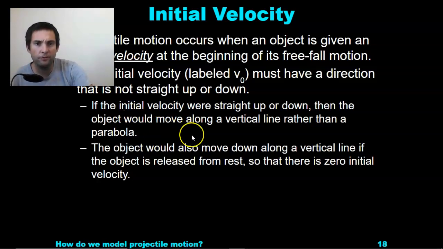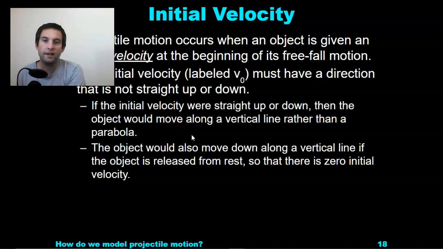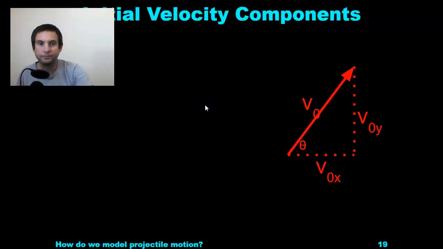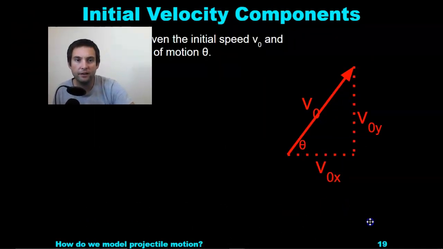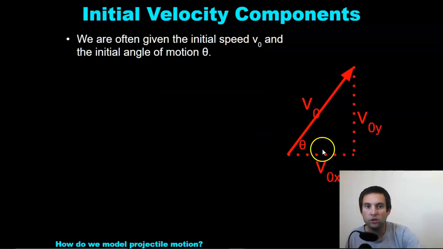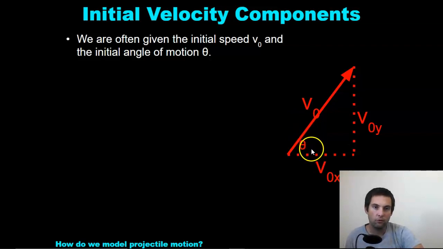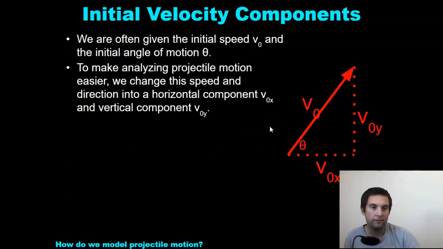The object would also move down along a vertical line if the object is released from rest, so there's zero initial velocity. We're often given the initial speed, v0, and the initial angle of motion. And that initial angle of motion is relative to the ground. So if we take that angle relative to the ground, then we can look at the velocity happening in the y axis, which is the vertical axis, and the horizontal axis, the x-axis.